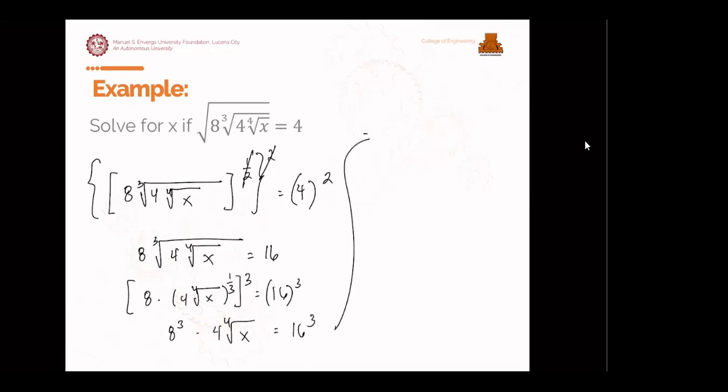Okay? Then simplify natin further. So kunin ko na yung value. This is 8 cube. So 512 times 4 fourth root, i-position ko na siya as x raised to 1/4. It's equals to 16 raised to 3 is 4,096. Okay? So what we can do is divide both sides muna by 512 para mawala lang yung coefficient niya. Yung raised ng 1/4, x lang siya. Tama ba?